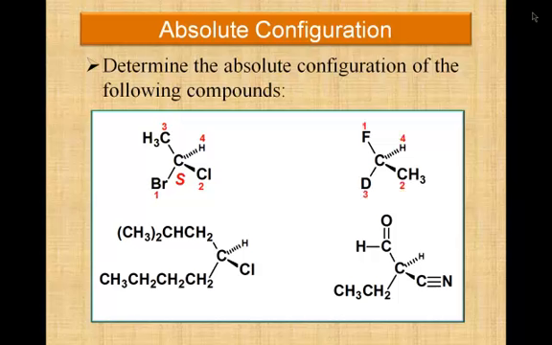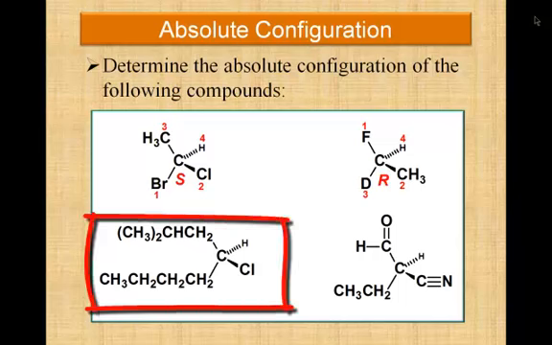Here's my priorities of my groups. My hydrogen is oriented away from me, so I'm looking in the right direction. If I trace my path from 1 to 2 to 3, it is going in the clockwise direction, so this would be the R isomer.